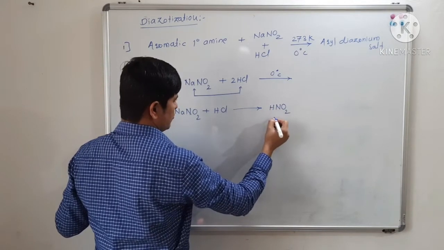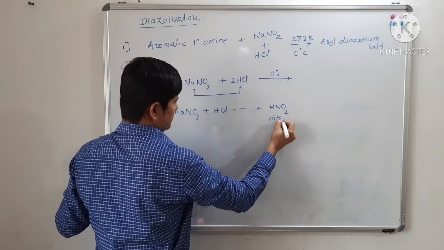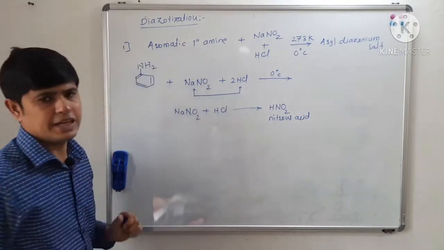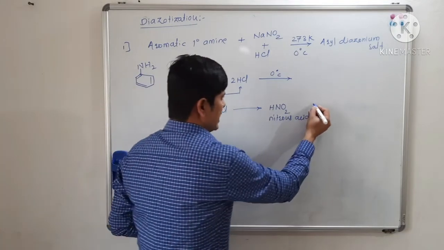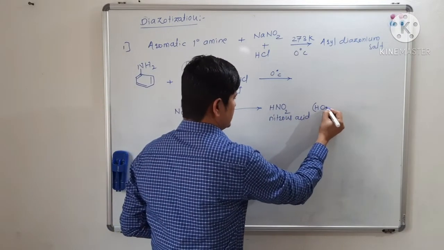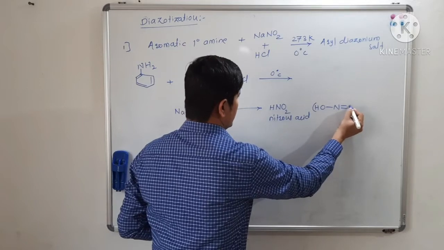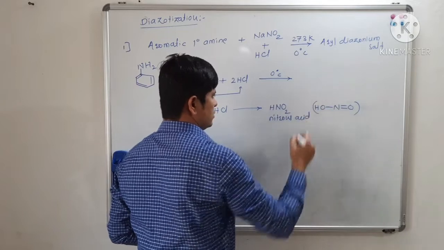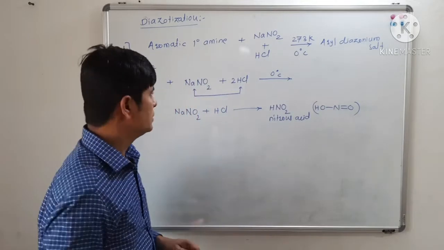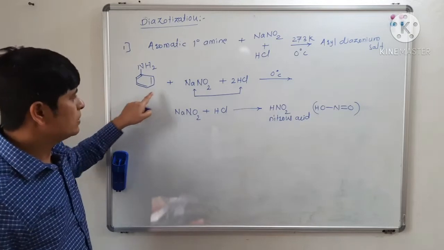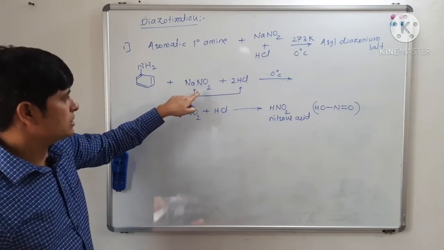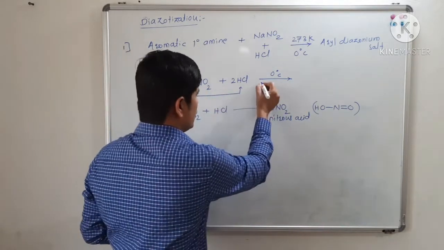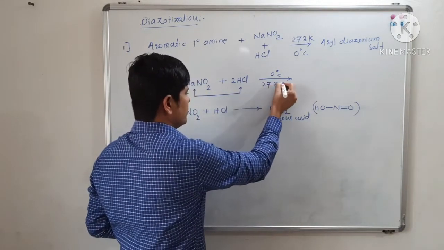There is formation of what? Nitrous acid. HNO2, nitrous acid. So I will write it as HO-N double bond O. This is nitrous acid. Okay, so aniline will react with this reaction mixture of sodium nitrite and 2 moles of hydrochloric acid at 0 degrees Celsius or 273 degrees Kelvin.